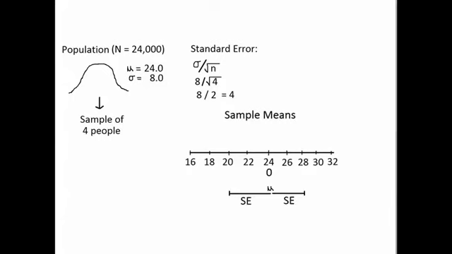If my sample mean comes out 1 standard error below the population mean, then my sample mean will have a z-score of -1. And if my sample mean comes out 1 standard error above the population mean, then my sample mean will have a z-score of +1. In my example, the standard error is 4. So if my sample mean comes out 4 below the population mean of 24, then my sample mean has a z-score of -1. If my sample mean comes out 4 above the population mean of 24, then my sample mean has a z-score of +1. In other words, if my sample mean comes out to 20, then my sample mean has a z-score of -1. And if my sample mean comes out to 28, then my sample mean has a z-score of +1.